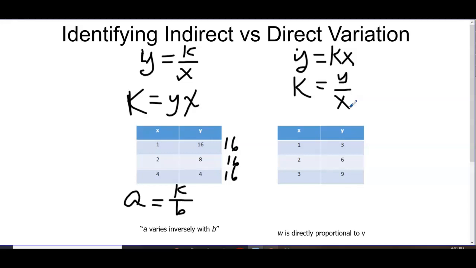Okay, y divided by x. So, oh, that's not very difficult. 3 divided by 1 is 3. 6 divided by 2 is 3. 9 divided by 3 is 3. So yes, this is an example of direct variation.